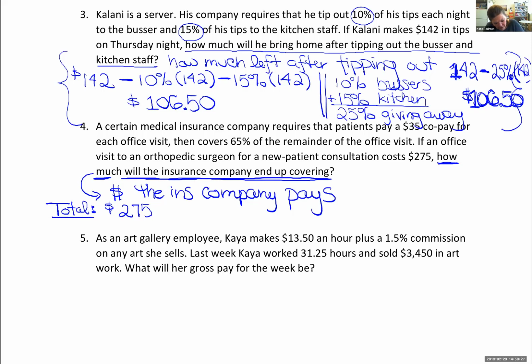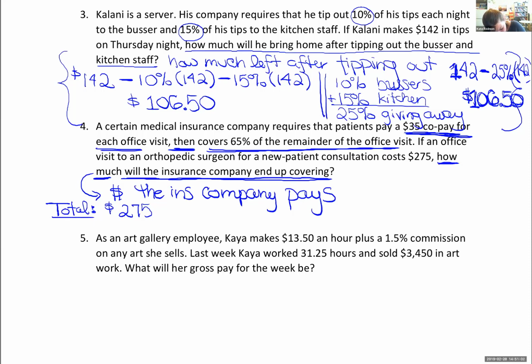It says that the insurance company requires that the patients pay a $35 copay for each office visit. Then after that, it covers 65% of the remainder of the office visit. So that copay is going to get taken off the office visit price, and then with the remainder, we're going to split that up between the insurance company and the client. Okay, so let's take that copay off first. So right away, you pay that up front, and that bill goes down a little bit. So let's go ahead and do that.